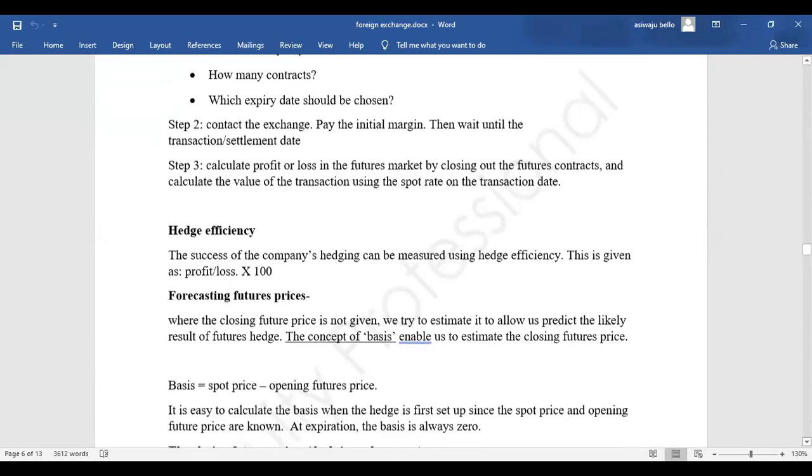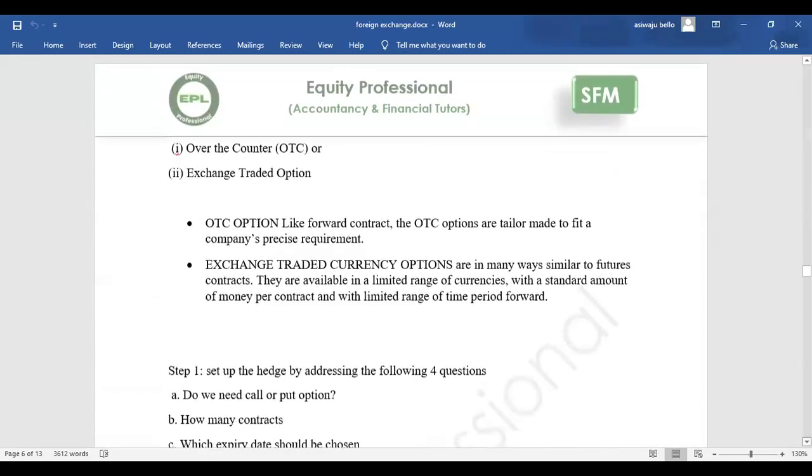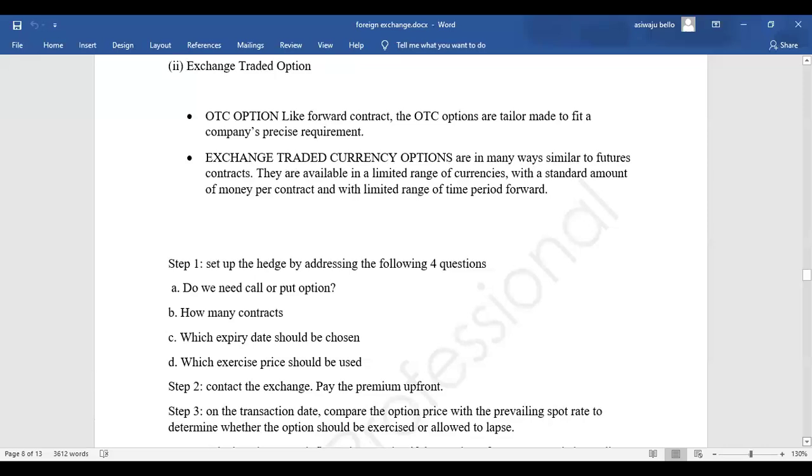Okay, we now look at the steps. If you are hedging with exchange traded currency options, what are these steps? The first thing is you are going to answer the question: do we require call or put options? This must be addressed. Am I going to hedge with a call option or a put option? Remember, call option, right to buy, and put option, right to sell. Then you are going to calculate the number of contracts.